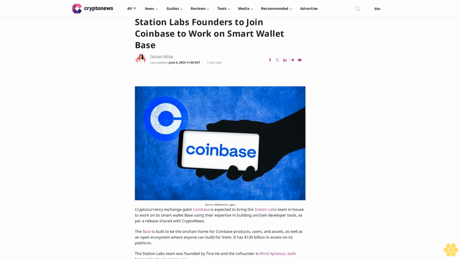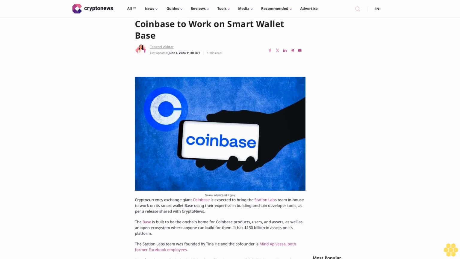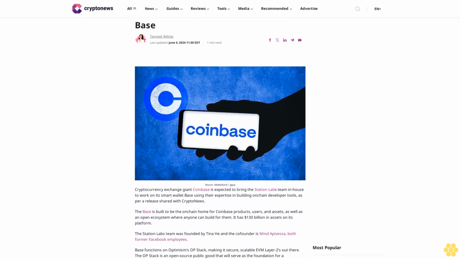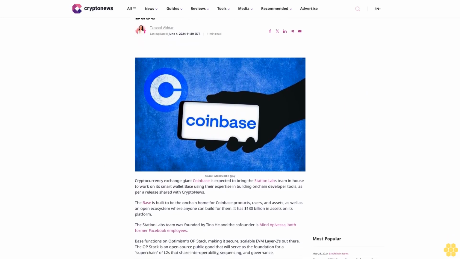Station Labs founders to join Coinbase to work on smart wallet Base. Tanzeel Akhtar, last updated June 4, 2024, 11:30 EDT. 1-minute read.